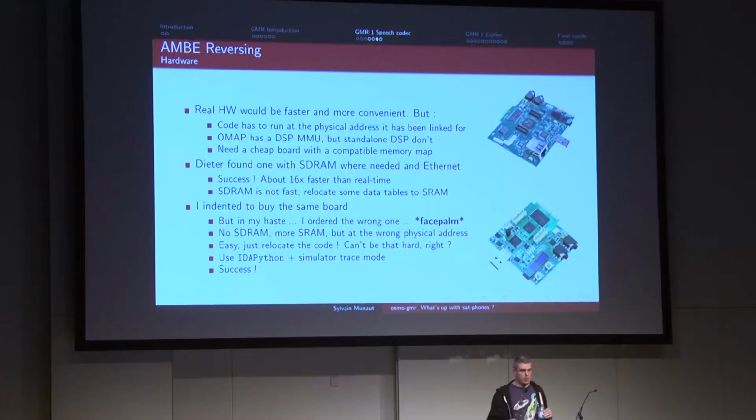So what Dieter did is basically identify a couple of those big tables that are accessed very often, and then just migrate them to internal SRAM. You just find one or two places where the code reads from those tables, and just patch the address to another address and redirect it there. And that got the code running much faster, about 16 times faster than real time. And honestly, that was good.